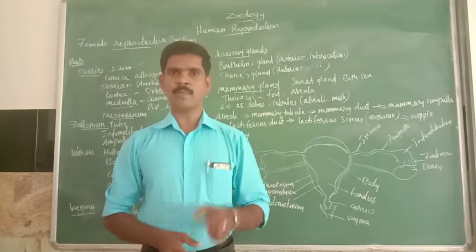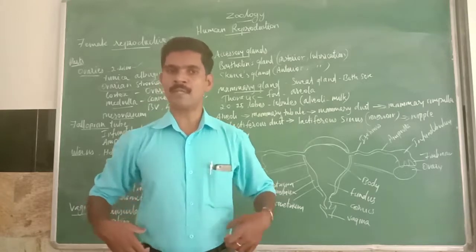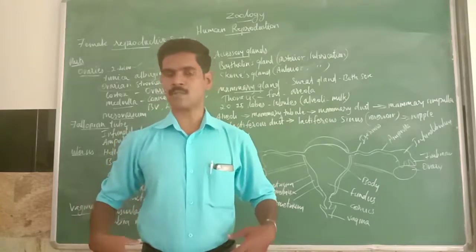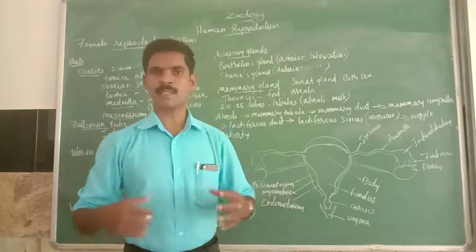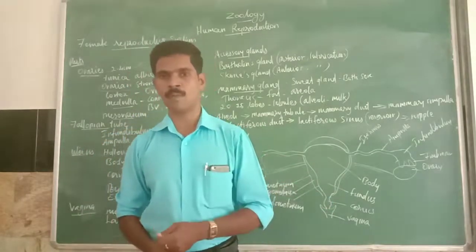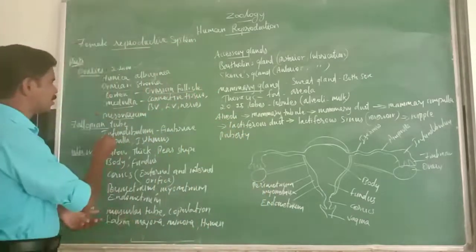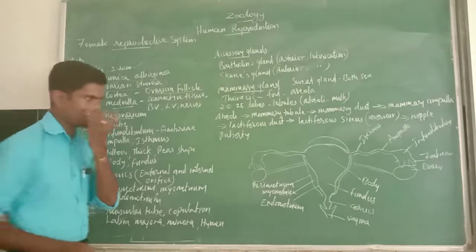Each ovary is connected with the wall of the pelvic region, pelvic region meaning the hip region. The wall of the hip region is connected with the ovary, and the uterus is also connected with the ovary through a ligament. The name of the ligament is called mesovarium.